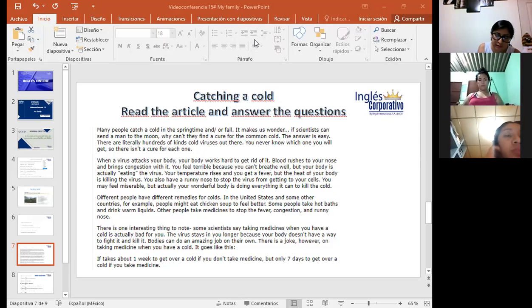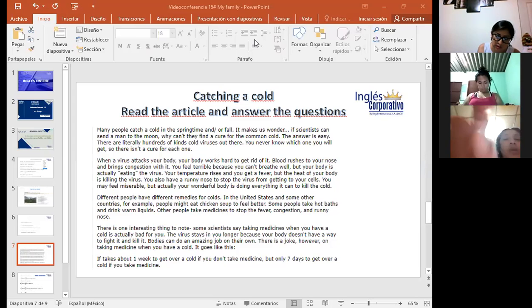Different people have different remedies for colds. In the United States and some other countries, for example, people might eat chicken soup to feel better. Some people take hot baths and drink warm liquids. Other people take medicines to stop the fever, congestion, and runny nose. One interesting thing to note, some scientists say taking medicines when you have a cold is actually bad for you. The virus stays in your body longer because your body doesn't have a way to fight it and kill it. Bodies can do an amazing job on their own. There is a joke, however, on taking medicines when you have a cold. It goes like this. It takes about 1 week to get over a cold if you don't take medicines, but only 7 days to get over a cold if you take medicine.